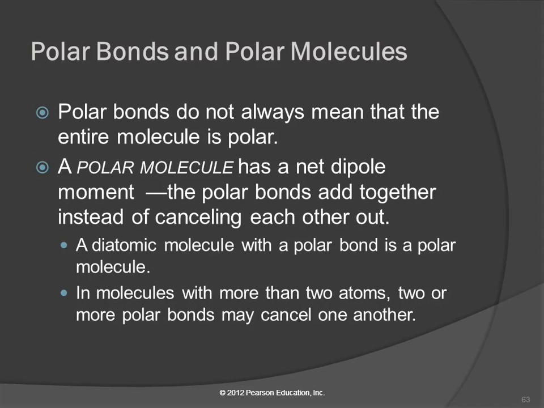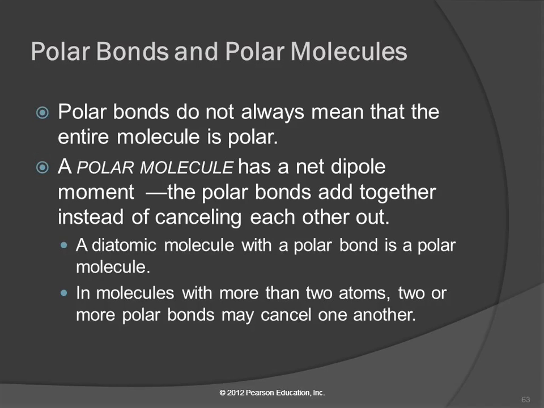Now you can have polar bonds, but then we also have to think about the whole molecule. Is the molecule polar? Does it have a positive end and a negative end? You can have a molecule that has polar bonds, and yet the whole thing is nonpolar. When we talk about a polar molecule, we say it has a net dipole moment, meaning that the polar bonds are going to add together instead of canceling each other out.